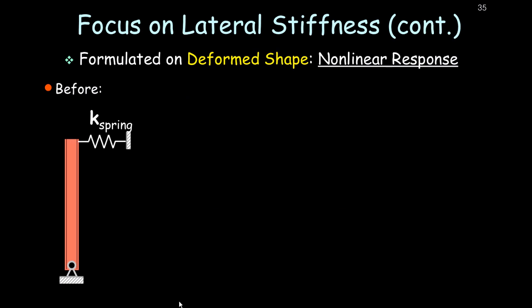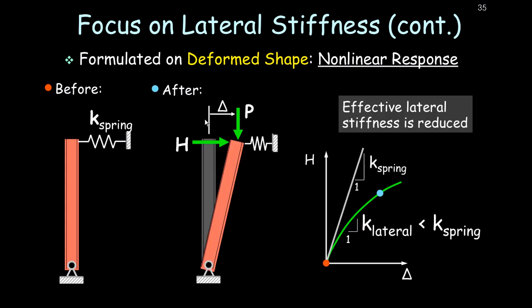So same axial strut, same spring. We come over, and now we're actually going to do the equilibrium on the deformed shape. And when we do this, if we were to plot the lateral response versus the applied horizontal force, before the lateral stiffness was just that of the spring, but now the effective lateral stiffness is being reduced. This P-delta effect is producing more force in the spring, more displacement in it. So we're getting a nonlinear response, and the effective lateral stiffness is certainly less than it would be of just K for the spring.